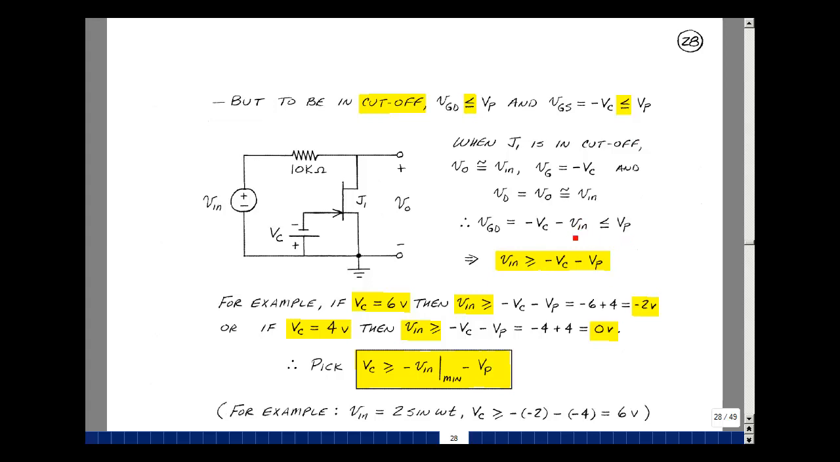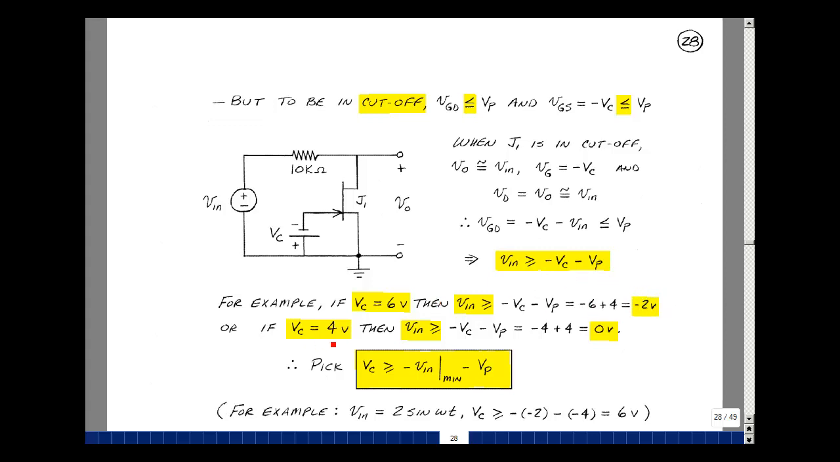So that says that the input voltage, you bring it over here, needs to be greater than or equal to minus V sub C minus the pinch-off. So if we had a control voltage of 6, the input would need to be greater than minus V sub C minus the pinch-off, minus 6 minus a minus 4, or minus 2. When we had the 2 volt sine wave, everything worked fine, but when we had the 4 volt sine wave, then we ran into trouble. We could predict that with this equation.